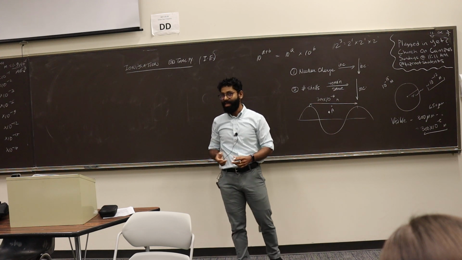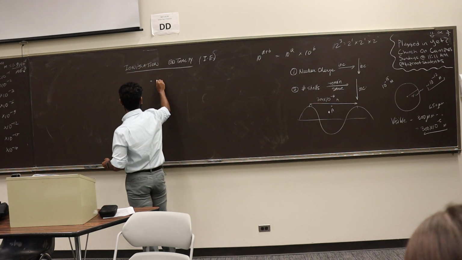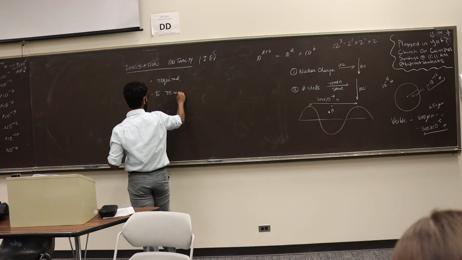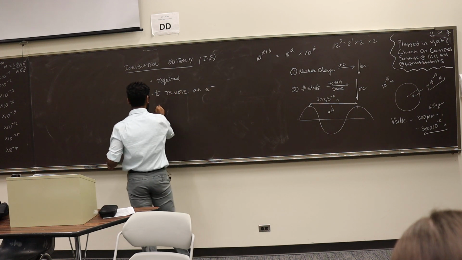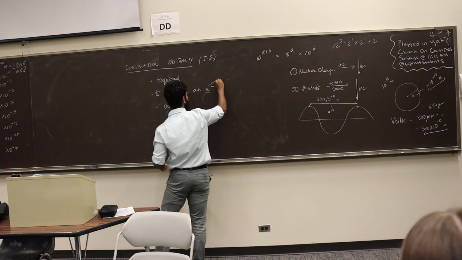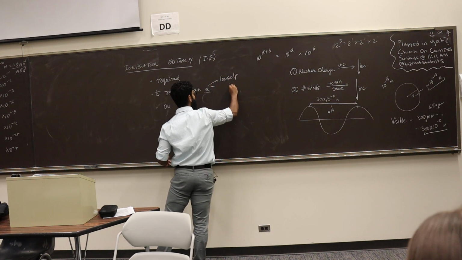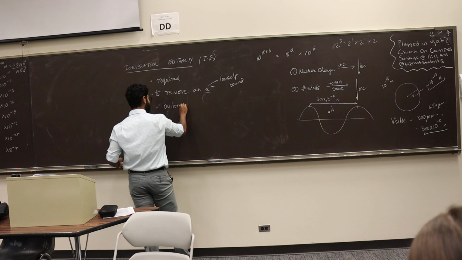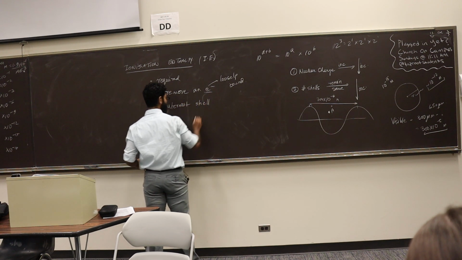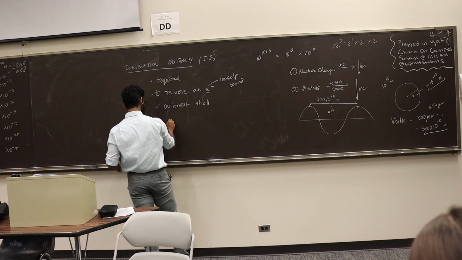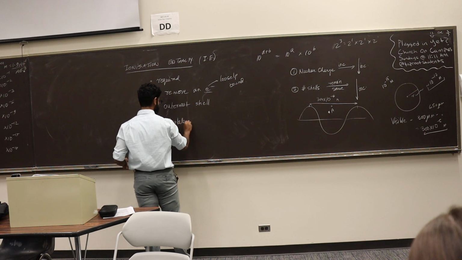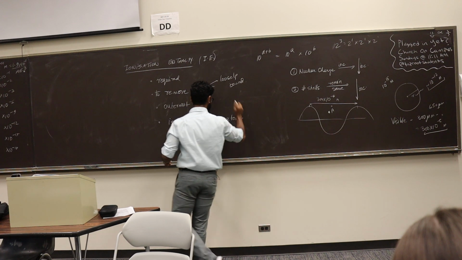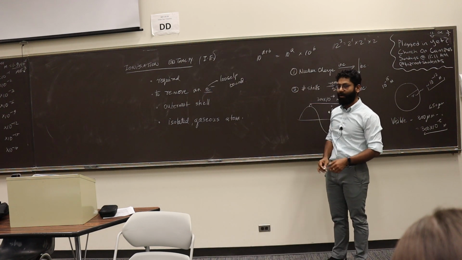So the ionization enthalpy is the amount of energy required to remove an electron from the outermost, or remove a loosely bound electron from the outermost shell of an isolated gaseous atom. Let's move from one point to the next.